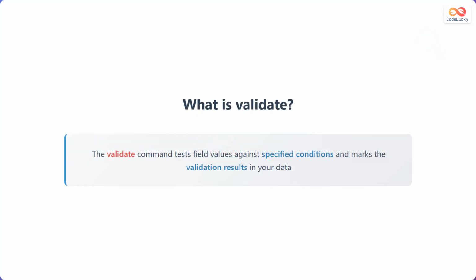The validate command is a Splunk SPL command that tests field values against specified conditions and marks the validation results in your data. Think of it as a quality control mechanism that examines your data fields and determines whether they meet certain criteria. When you use validate, it evaluates each field value against the conditions you define and creates validation markers that indicate whether the data passes or fails your tests.